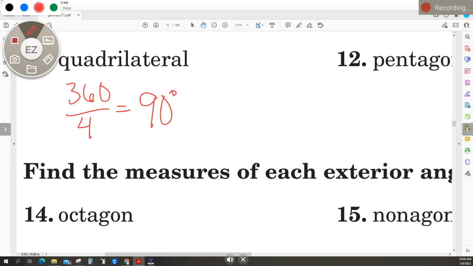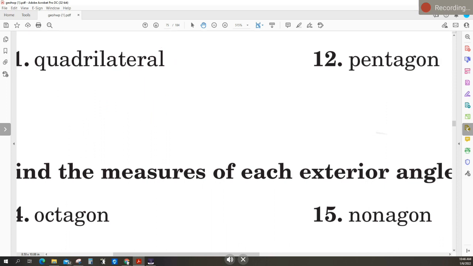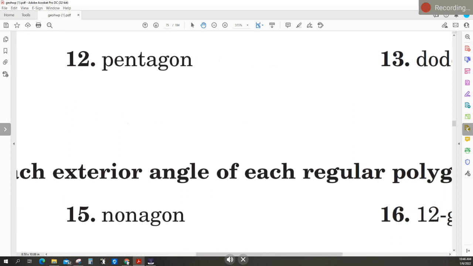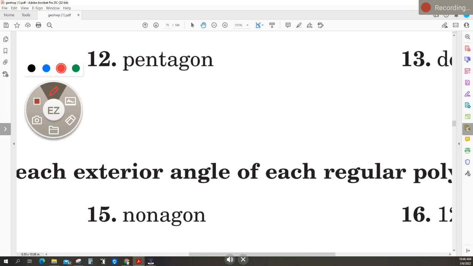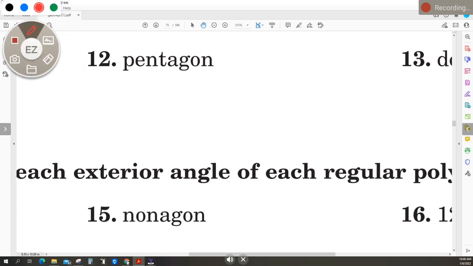Okay? What about on a pentagon? Now, once again, I know that you have your handy-dandy little chart, and you could just look it up. But we're going to pretend like you don't have it, okay? So how do we find all the angle measures in a pentagon? Well, we would do 5 minus 2 times 180, right? So it's going to be 3 times 180, which is 540.